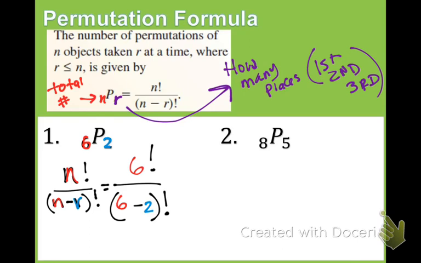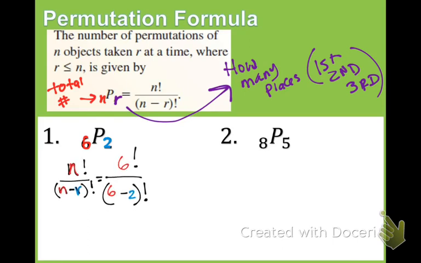All right, so what do we think we do next? The parentheses, what is 6 minus 2? 4. Realistically, the only people who would know this would be Algebra 2 students. How many of you are in Algebra 2? Okay. So you've already done this.